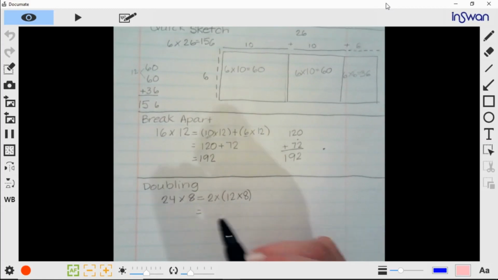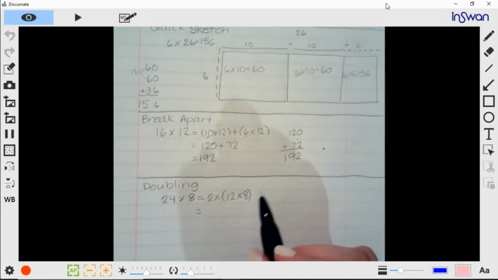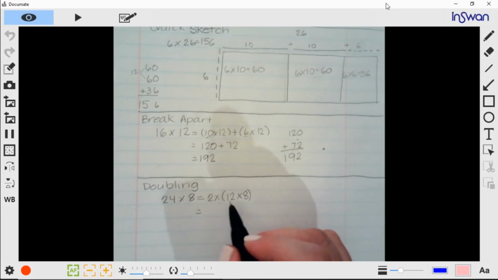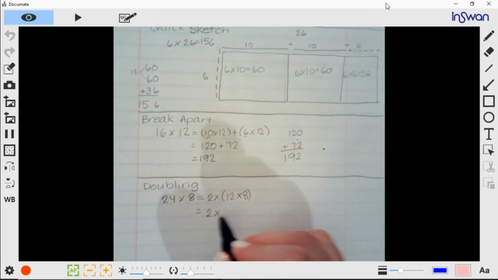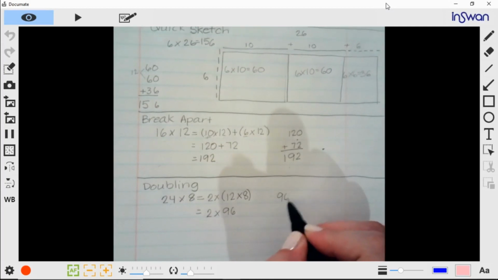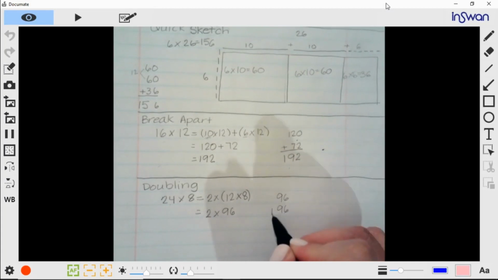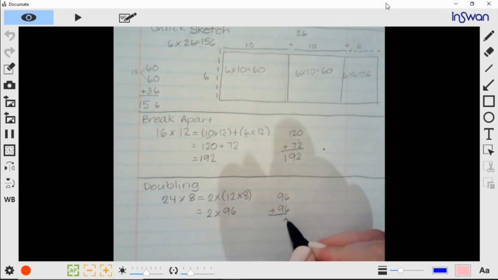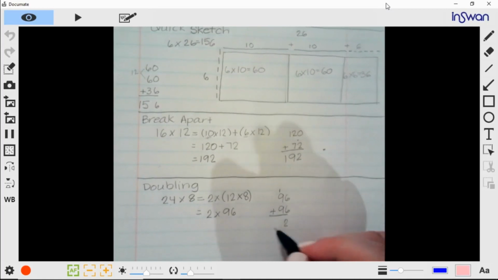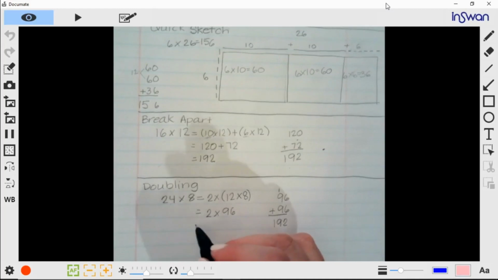So 12 times 8 we know is 70, what? Not 70? 80? 96. So we've got 2 times 96. So over here, let's just add it. 96 plus 96. 6 plus 6 gives us 12. We regroup. That 1 with the 9 gives us 10. 10 plus 9 gives us 19. Oh, wow. So we have 192.